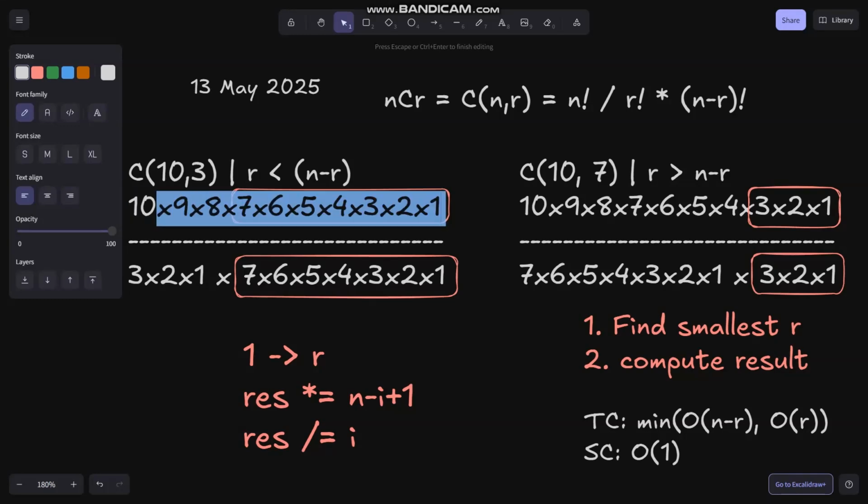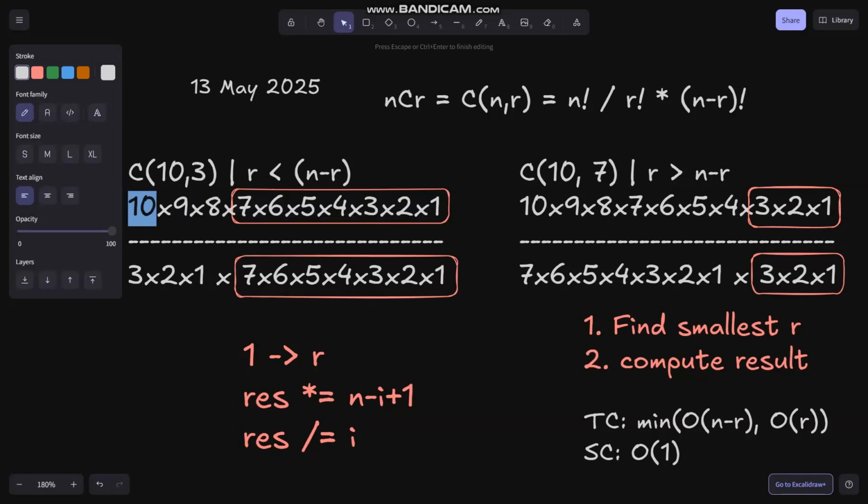So we got this value 10, and our result would be divided by 1 because the value of i is 1. Then i would be 2, so 10 minus 2 plus 1 is 9, and our result will get multiplied by 9 and also divided by 2. Then the value of i is 3, so 10 minus 3 plus 1 is 8, and it will get divided by 3. So all we did was compute only these three things. That is the approach.